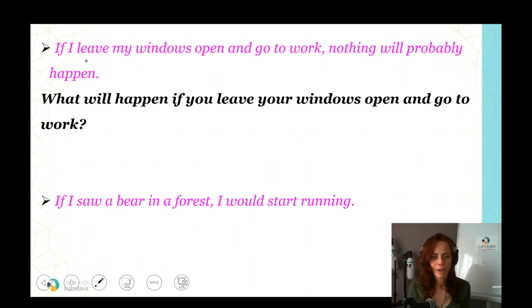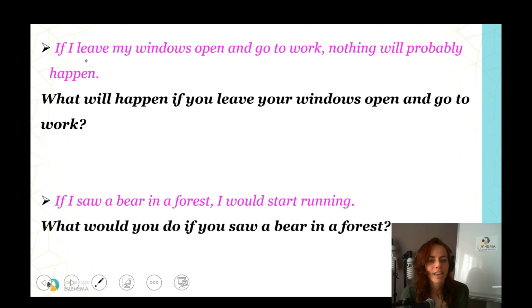So if I saw a bear in a forest, I would start running. I'm sorry, all those experts. I will not just lie down. What about you? What would you do if you saw a bear in a forest? Be honest, please. Tell me the truth.